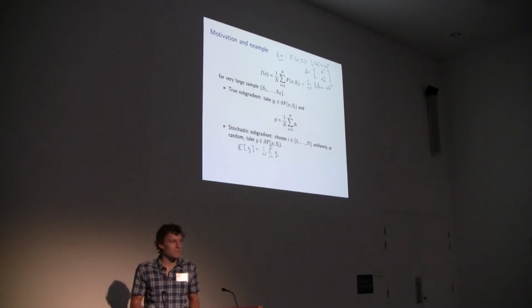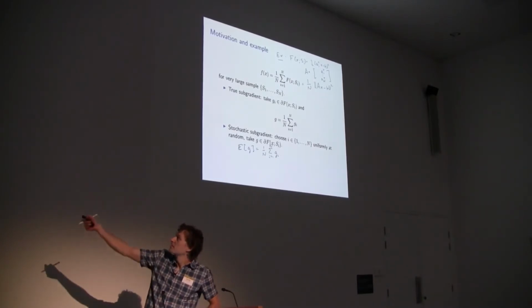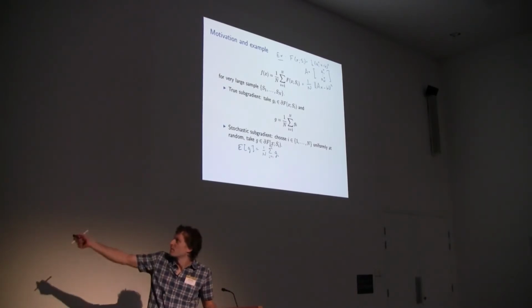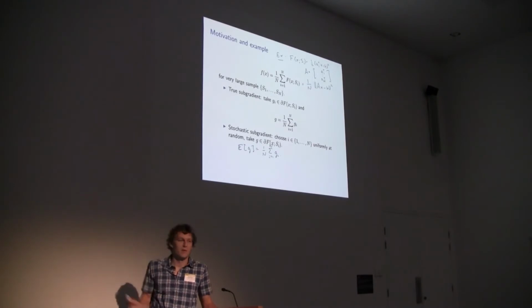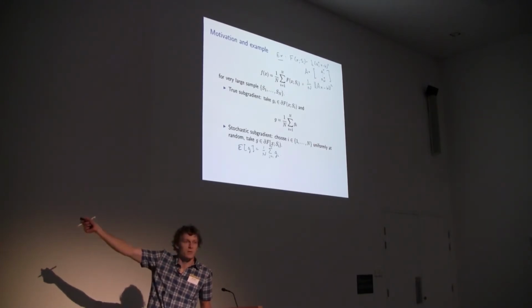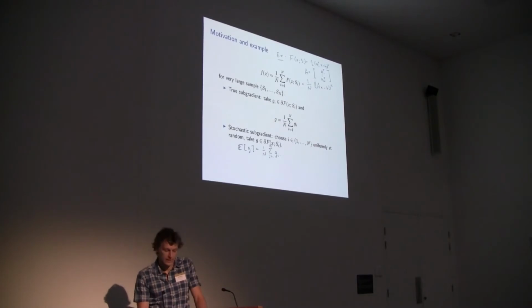But of course, if n is 1 billion, the time to compute this grows linearly with n. And the time to compute this is, you have to sample a number from 1 through n, and then you compute one gradient. So it's essentially 1 billion times cheaper to compute this than it is to compute this. So n times cheaper to do this.